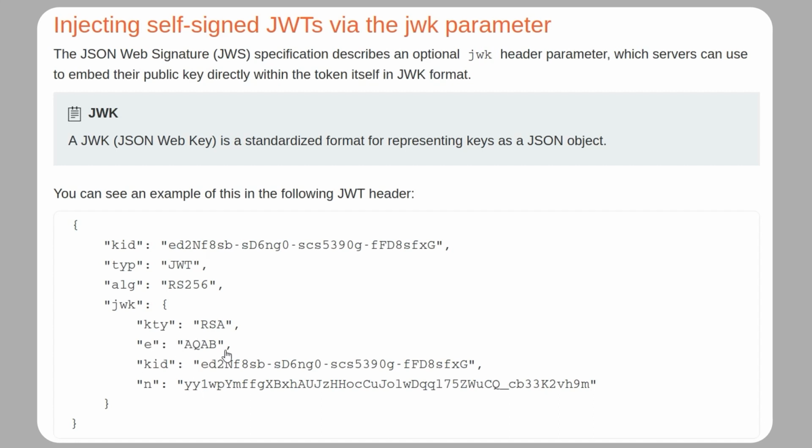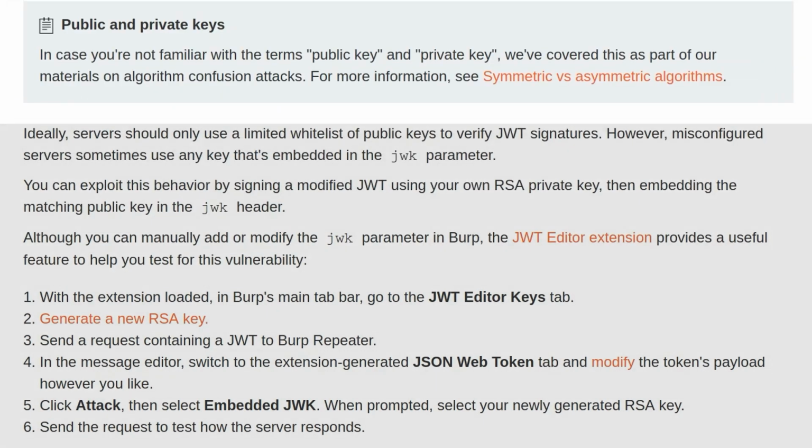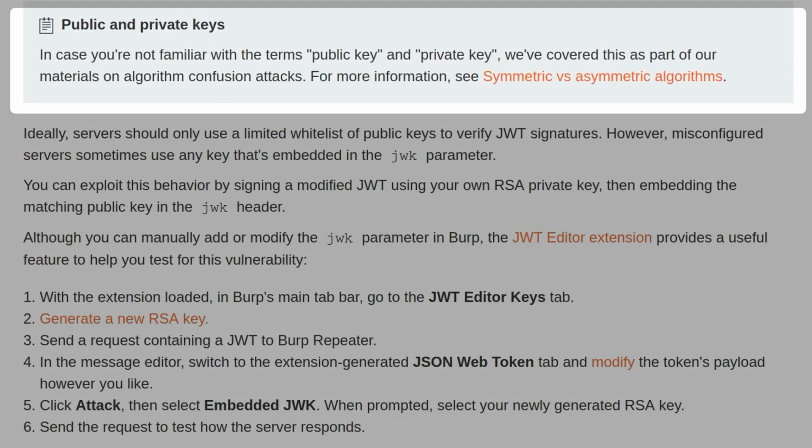And here we have the e and we have the n, so these are some of the actual values that are used for generating the key, as well as the algorithm here, which is RSA. There's a note here that if you're not familiar with public and private keys, then you can take a look at the symmetric versus asymmetric algorithms section.